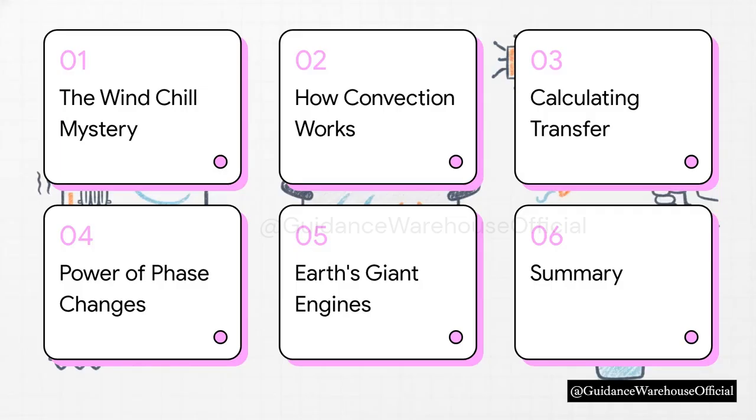By the end of this explainer, you're going to completely understand the concept driving this, the exact math behind it, and how to apply it to real-world scenarios. We'll be moving through the wind chill mystery, how convection works, calculating heat transfer, the power of phase changes, Earth's giant convection engines, and finally, a summary and next steps. Let's get right into it.